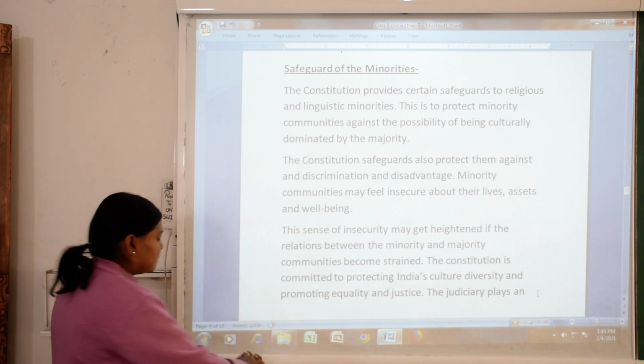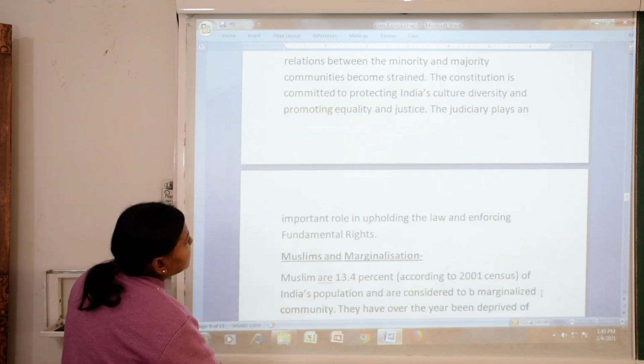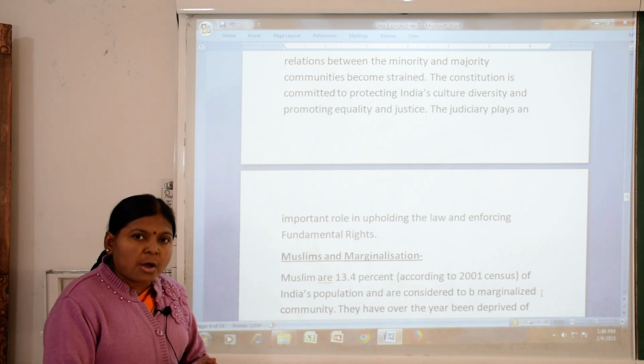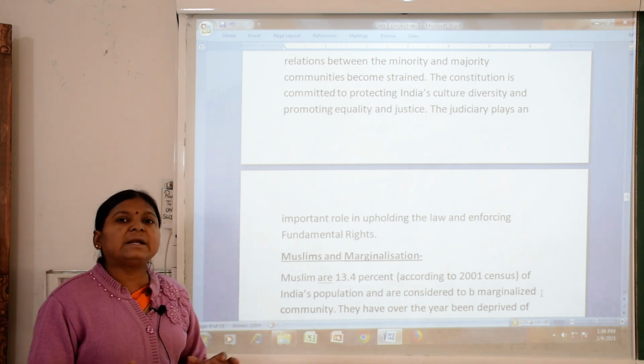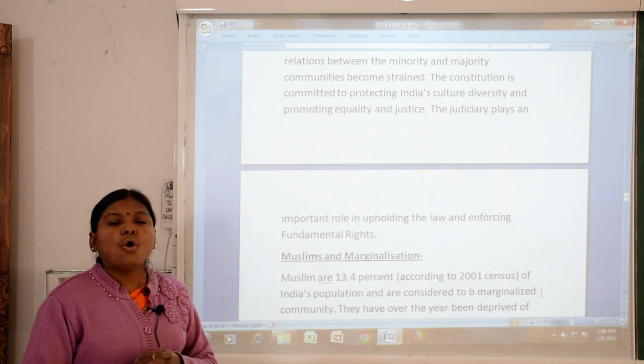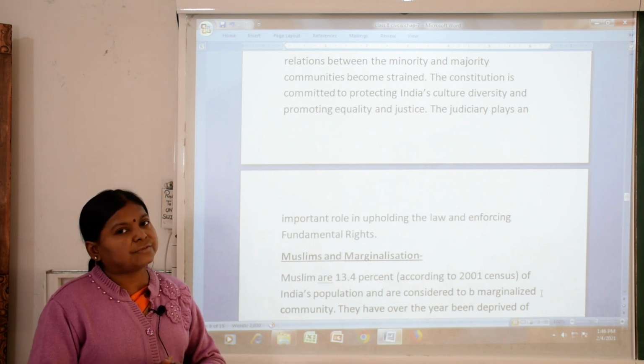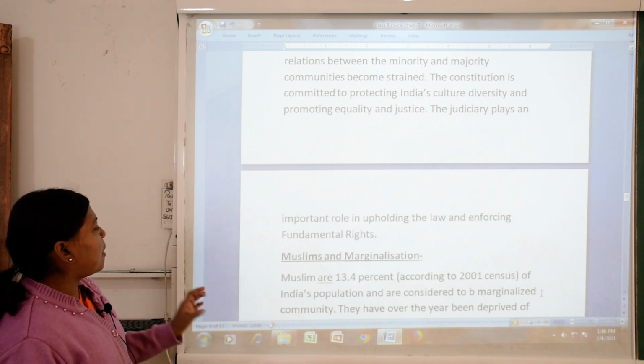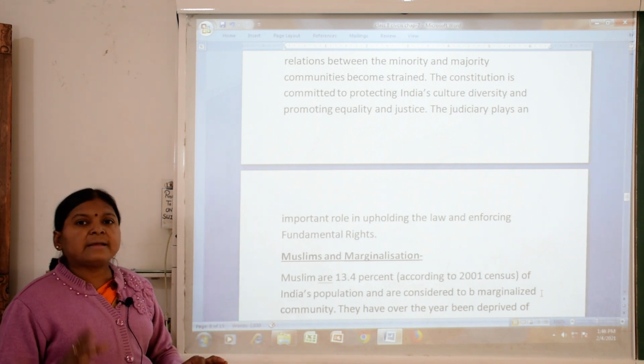Do you know the judiciary system plays a very important role in upholding the law and enforcing all the fundamental rights which are equal for all the citizens of India, whether they are in majority groups or in the minority. Now, Muslims and marginalization.